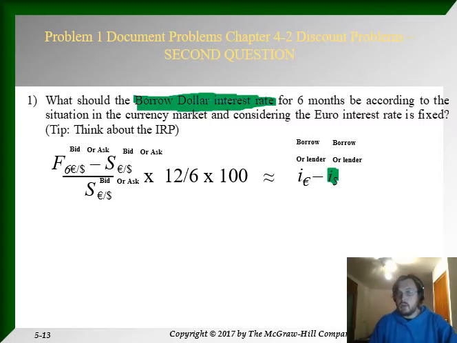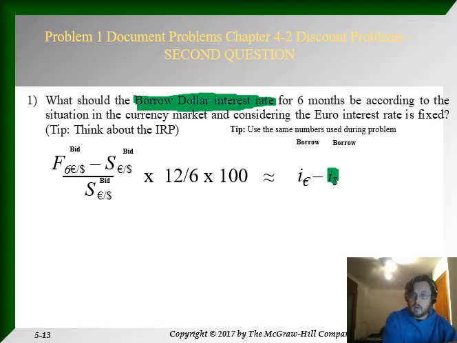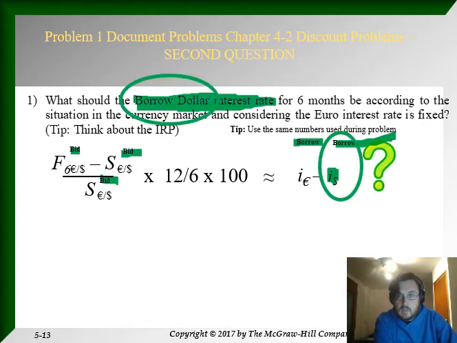Should you use the bid or the ask? Well, use the same numbers that we have used during this particular problem. In this problem, you remember, we have used the bid, the bid, the bid, and we have used the borrow and the borrow. So let's use those. Don't use others, because then it won't make sense. Okay, so let's do it.